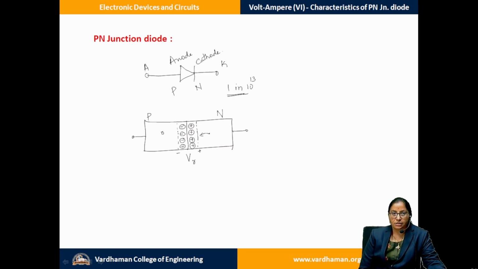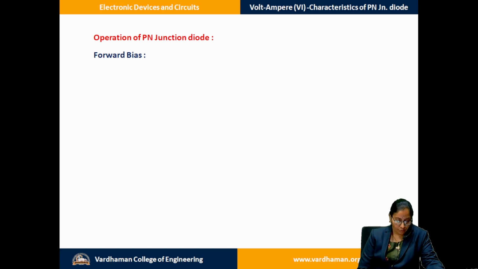What I mean by biasing is the application of a DC source to any electronic device in order to see its operating conditions. That process we call biasing. Once again, it's the application of a DC source to any PN junction diode or any semiconductor device in order to see its operation. Depending on how we connect it, we call the biasing to be of two different types: forward bias and reverse bias in the case of a PN junction diode.